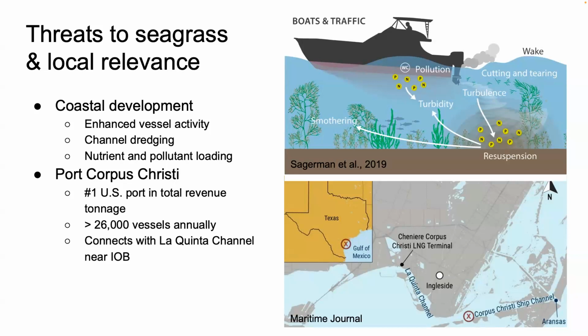And this was a particular concern for our stakeholder partners because, as you can see here, extending from this Corpus Christi ship channel, we have the La Quinta channel, which is just adjacent to where they are located. And with Corpus having the #1 U.S. port in total revenue tonnage, that means we have a lot of vessels coming in and out on a daily basis, and a lot of negative effects as a result for our seagrass communities, especially in the Ingleside on the Bay area.